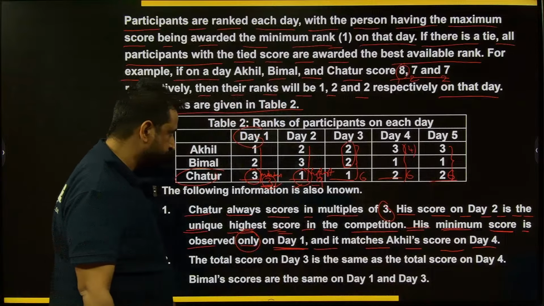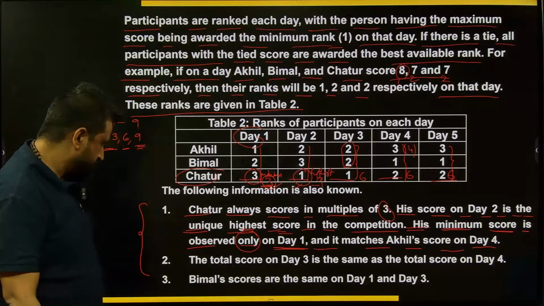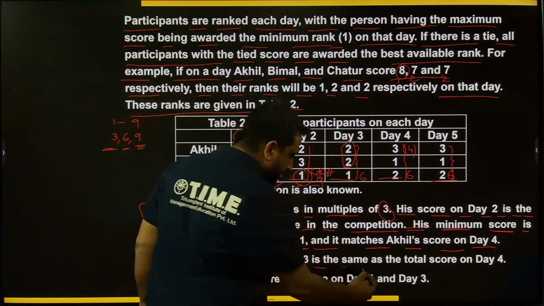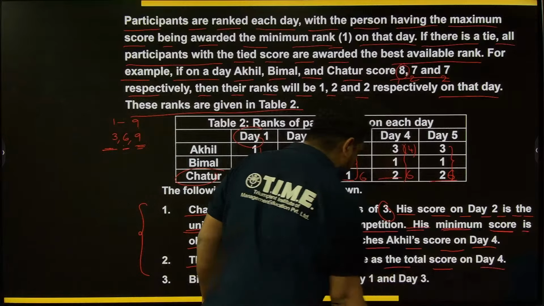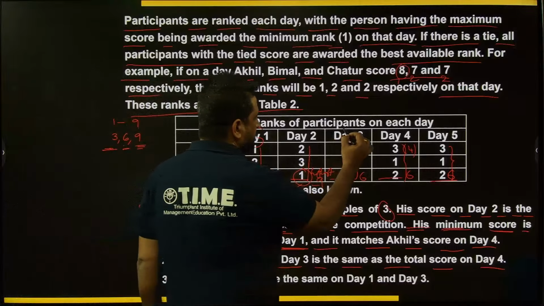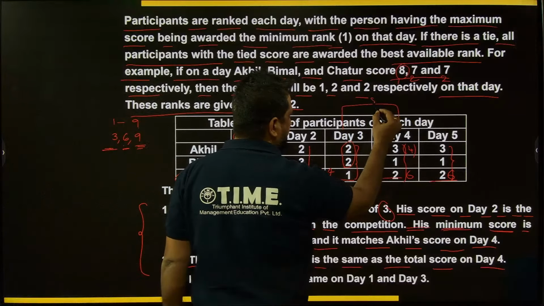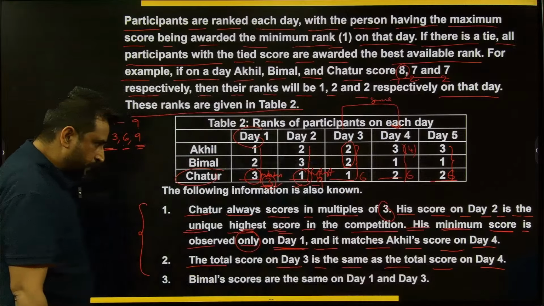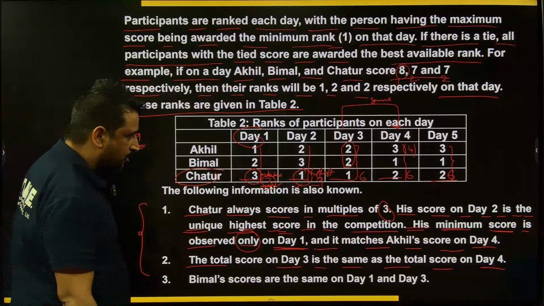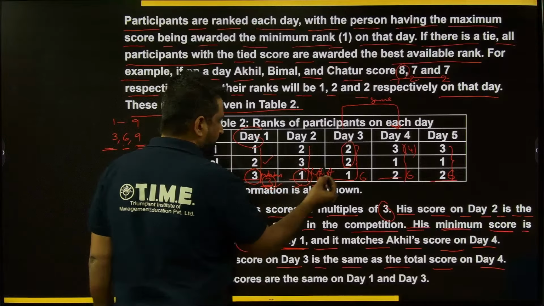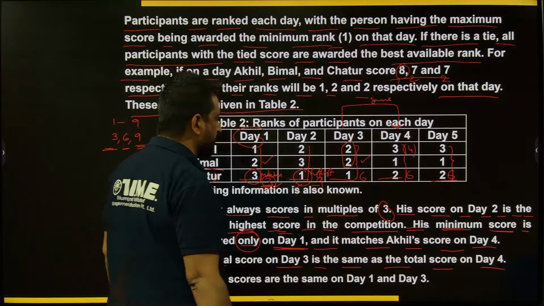Okay. Now what is given next? The total score on day 3 is the same as the total score on day 4. Okay, day 3 and day 4 scores are the same. So these 2 days' scores are given as the same. Okay, fine. Next, Bimal's scores are the same on day 1 and day 3. So day 1, day 3, Bimal's score is also the same.